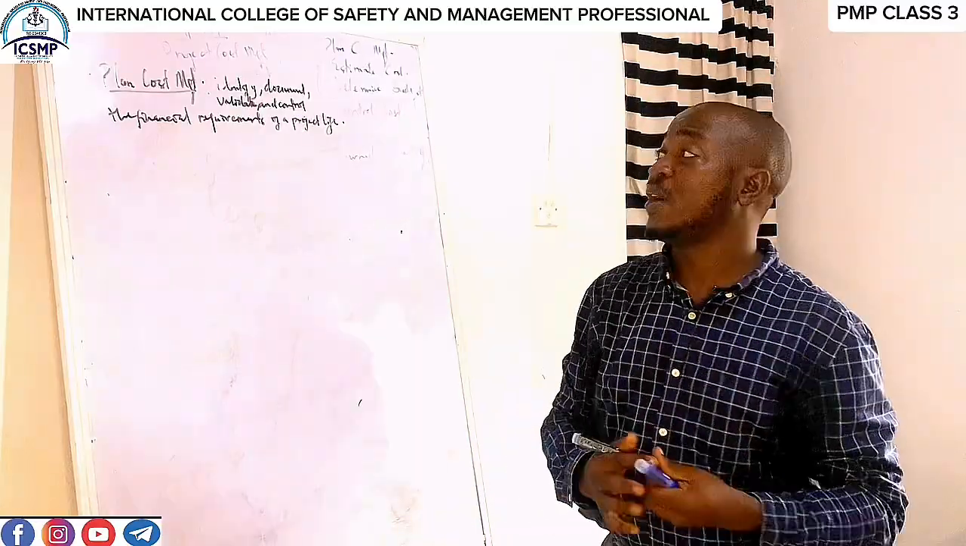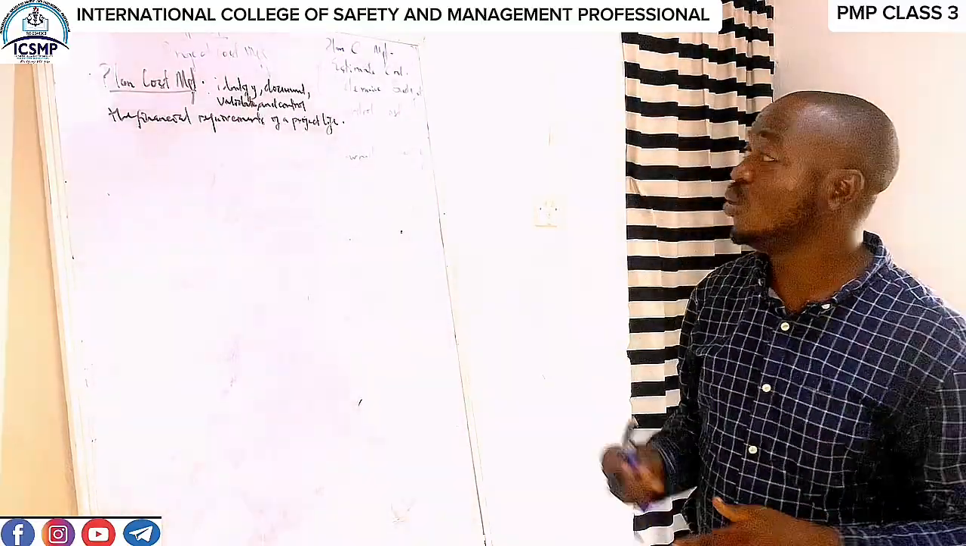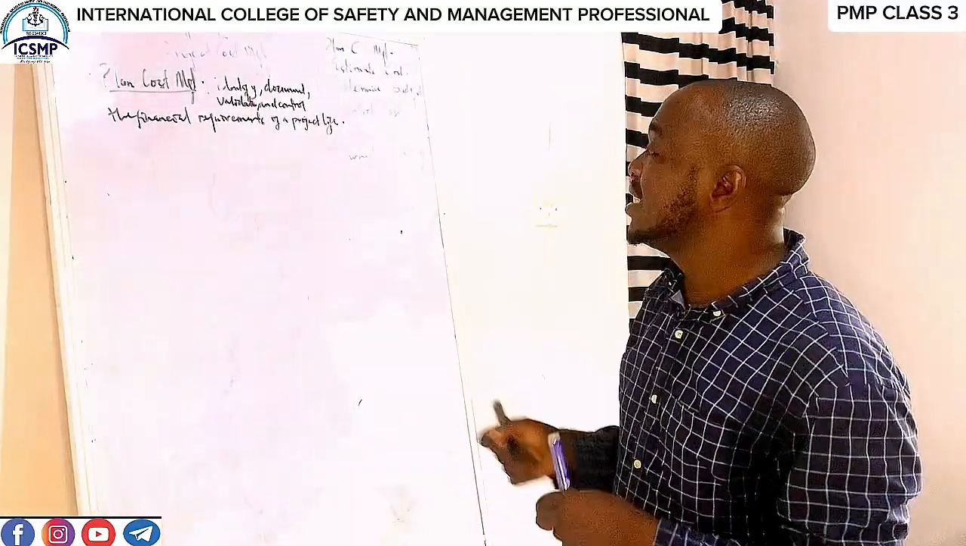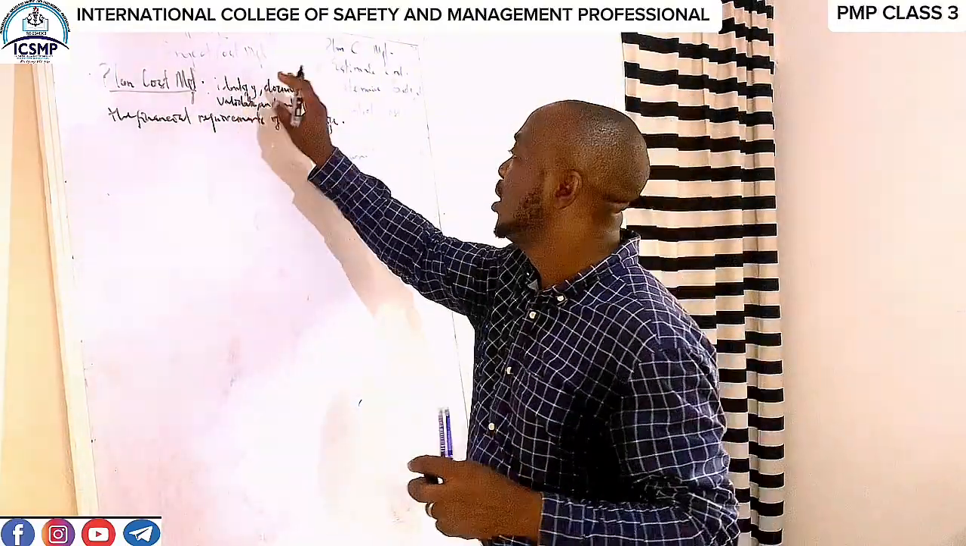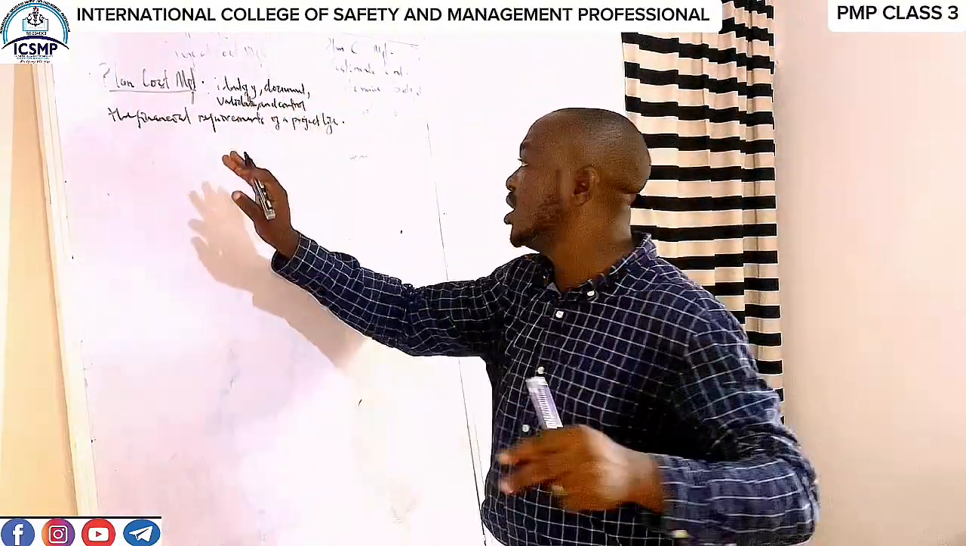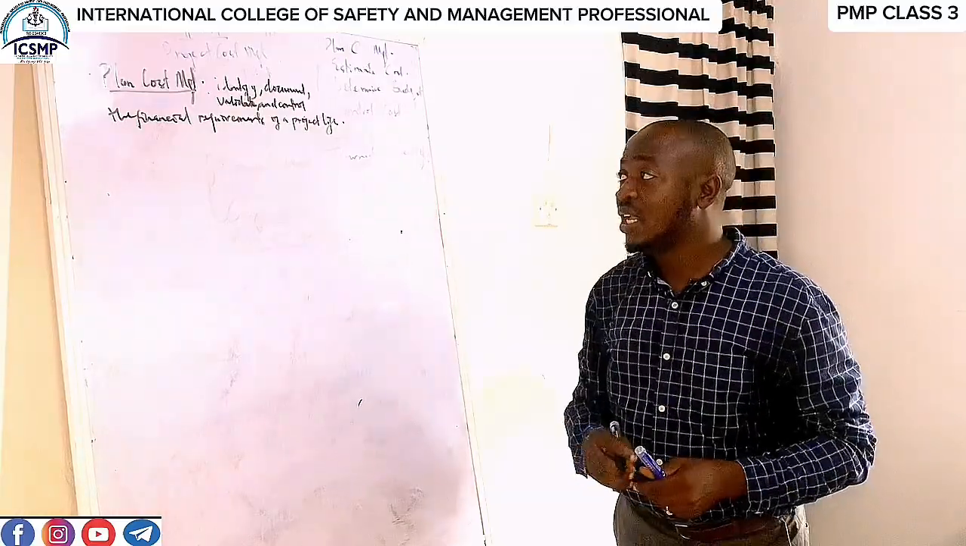So we want to identify, document, validate, and control the financial requirements of a project life. We determine the set of strategies we are going to be using to identify, document, validate, and control the financial requirements of a project life.